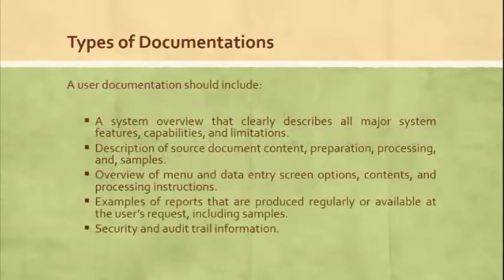So user documentation should include the following: a system overview that clearly describes all major system features, capabilities, and limitations; description of source document content, preparation, processing, and samples; overview of menu and data entry screen options, contents, and processing instructions; examples of reports that are produced regularly or available at the user's request, including samples; security and audit trail information.